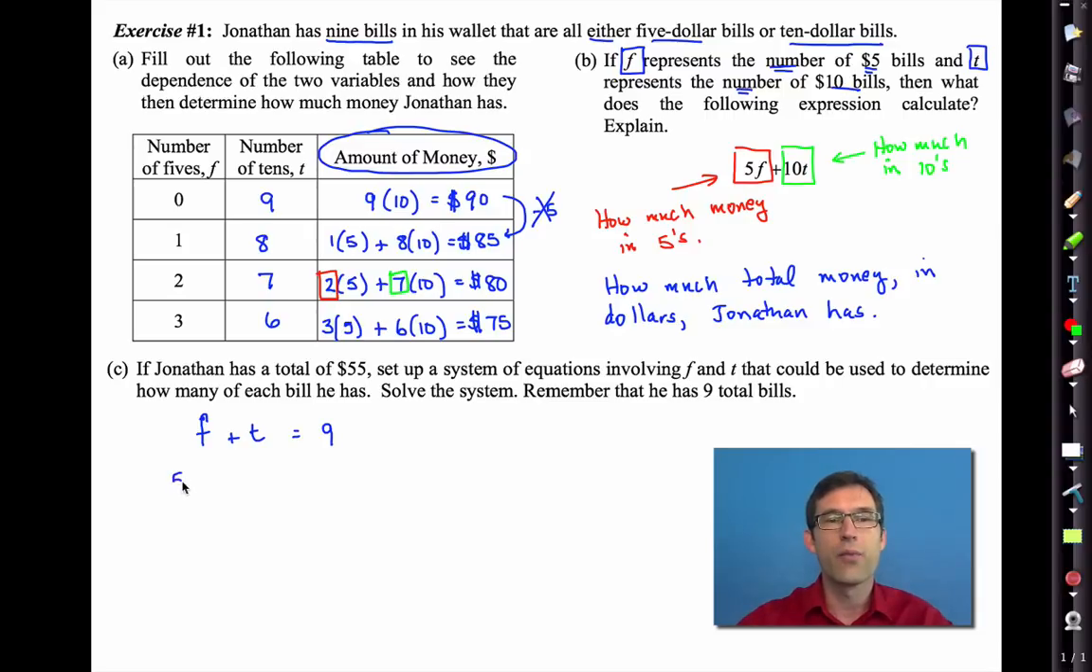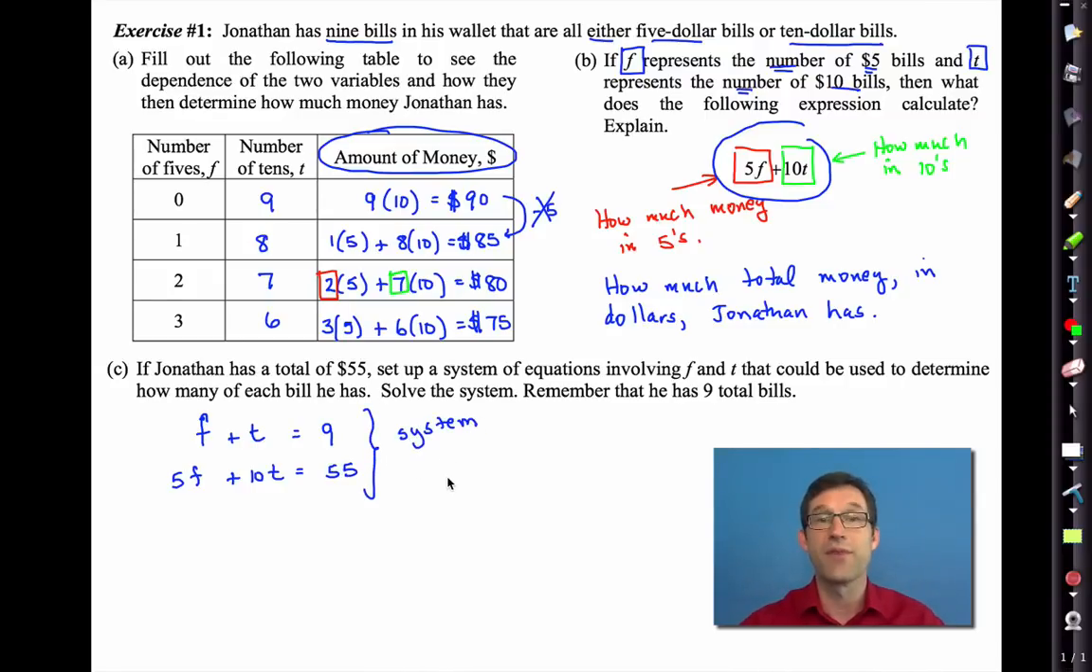On the other hand, if we multiply the number of fives he has by 5 and the number of tens he has by 10 and set it equal to 55, that makes sense because we're just using that expression from part B and setting it equal to how much money he has. So this is our system, right? We have now modeled the scenario with a system of equations. We haven't solved the model. We haven't seen what the model produces, but we've modeled the scenario with 2 equations.